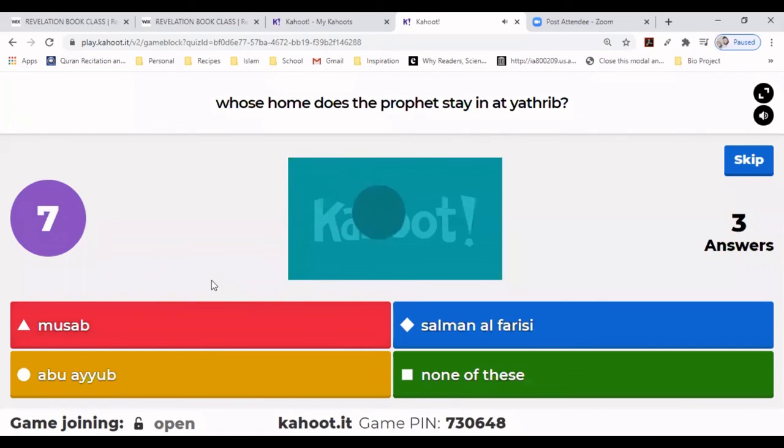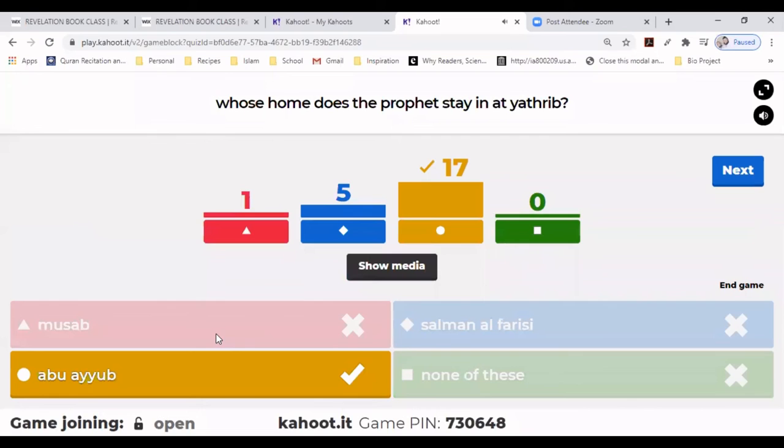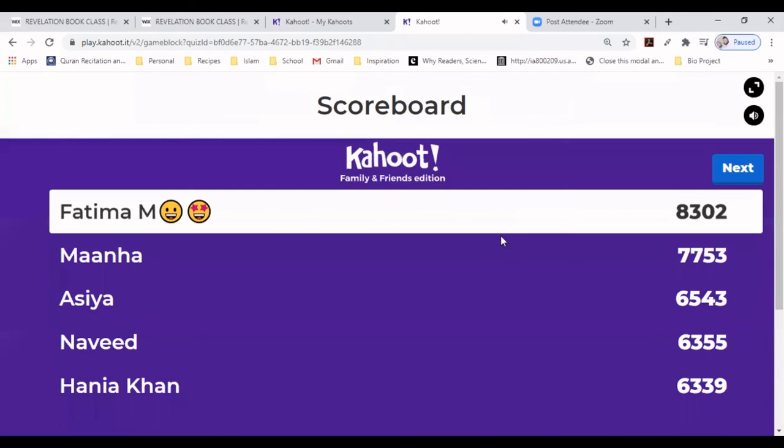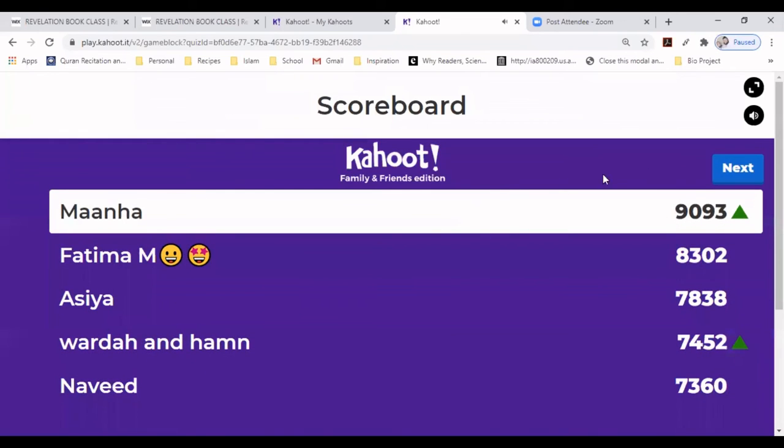And the next question is, whose home does the Prophet stay in at Yathrib when he arrives? Mus'ab, Salman al-Farisi, Abu Ayyub, or none of these? Yes, the answer is Abu Ayyub. MashaAllah, you guys are getting to be knowledgeable scholars, MashaAllah. I see some people moving up.